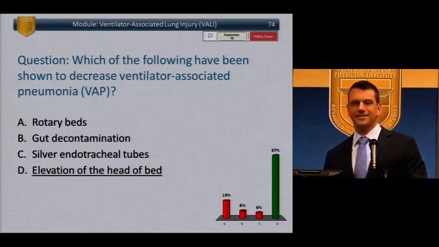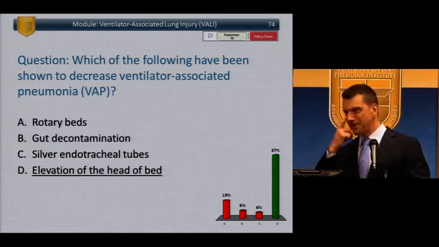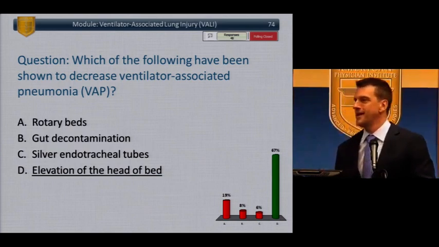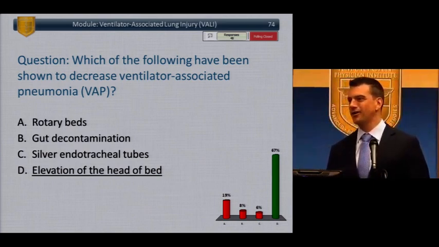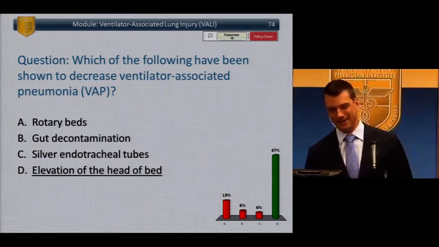That's right. Simple things. Elevation of the head of the bed. Just keep the head of the bed over 30 degrees at all times while you're on the ventilator, and you will have less pneumonia rate. All of these other antimicrobial covered tubes and the selective gut decontamination have been tried, and they didn't work. Simple, common things seem to help.